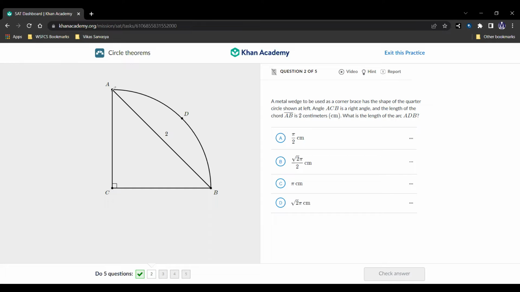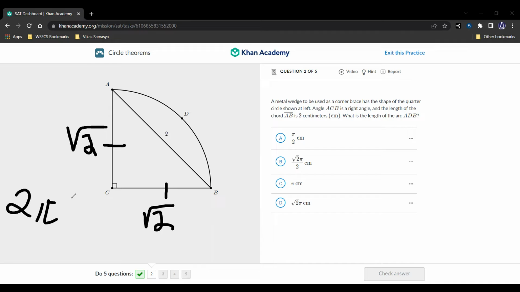And since we know that AC equals CD, since they're both radii, this is going to be a 45, 45, 90-degree triangle. So this side length is square root of 2. This side length is also square root of 2, because this is 2. So the radius is square root of 2. The diameter is 2 square root of 2. And the circumference is 2 pi square root of 2.